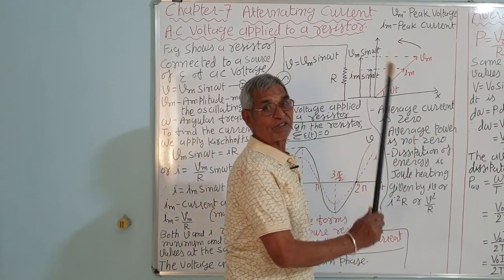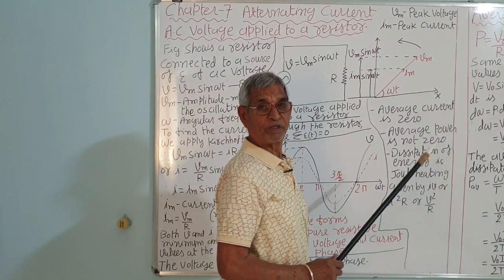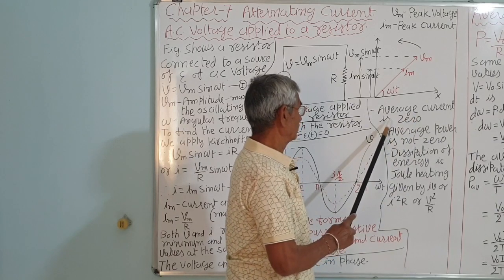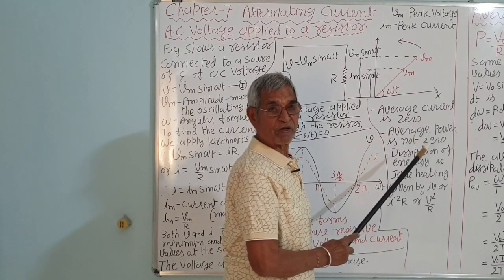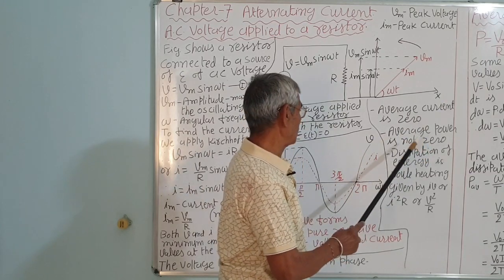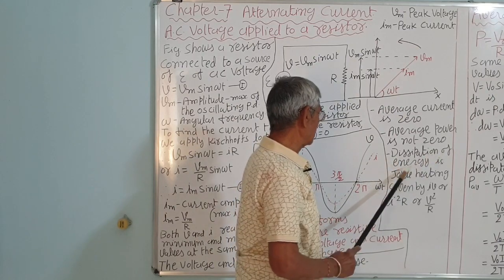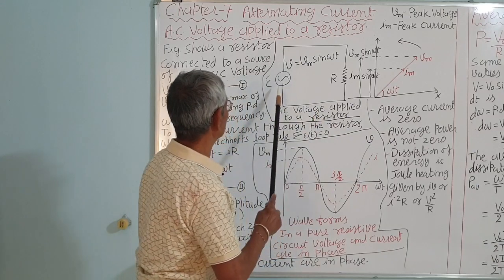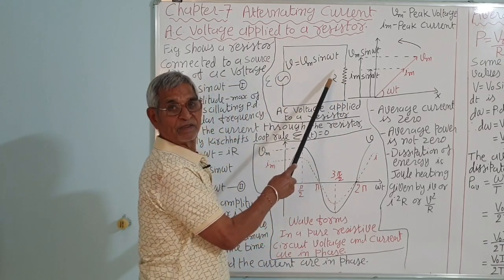But average power is not 0. Remember, this is a very important point to be noted. Average current is 0, but average power is not 0. And RMS, root mean square, we will see later on, that is also not 0. Correct? The dissipation of energy is the Joule heating. Whether it is negative, suppose current flows in this direction, there will be heating in the wire.